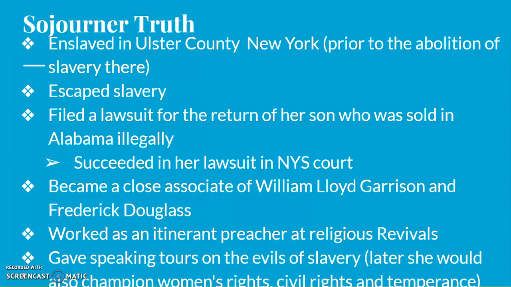She later became a close associate of William Lloyd Garrison and Frederick Douglass. She worked as an itinerant preacher for a while, and she and the man she eventually married were very closely involved with new fundamentalist movements as the Baptist Church and Methodist Church were getting started, and she eventually became part of these religious revivals, which were a big event. She would later go around preaching scripture and giving speeches on the evils of slavery. In her later life, she would also become a champion of women's rights, civil rights, and the temperance movement.